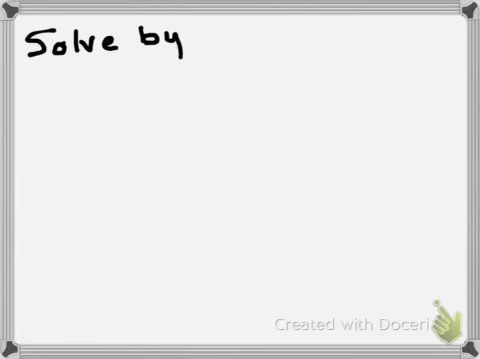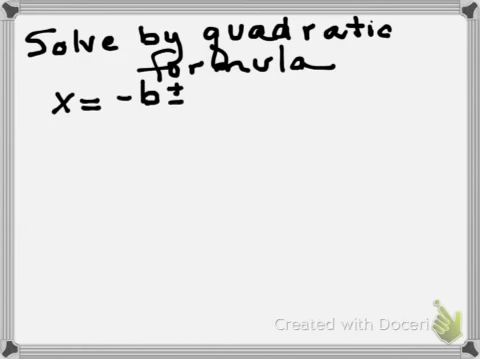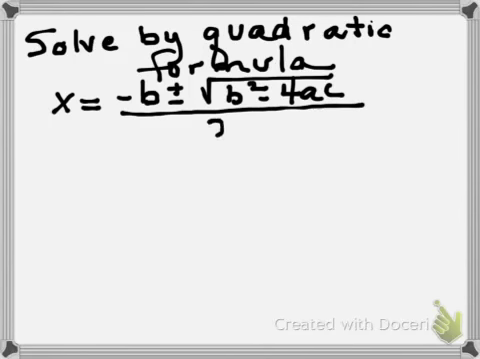So you're going to solve by the quadratic formula. If factoring doesn't work, if square root doesn't work, if completing the square doesn't work, well, the quadratic formula always works. So you have to know what the formula is. It's x is equal to negative b plus or minus the square root of b squared minus 4ac all over 2a.